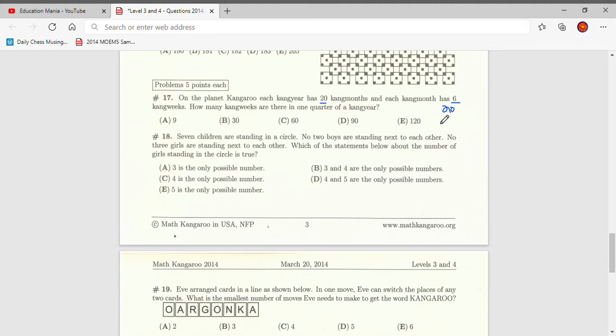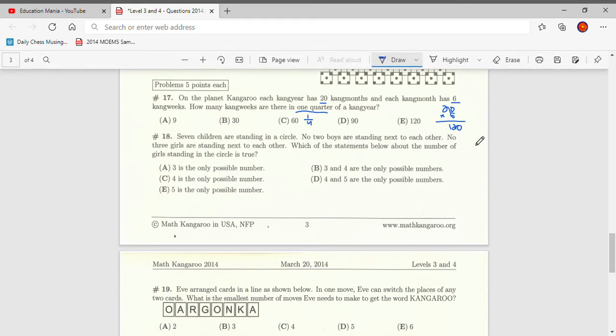20 times 6 equals 120. So 120 is how many Kang weeks are in a Kang year, but it asks us how many Kang weeks are in 1/4 of a Kang year. When you multiply 120 by 1/4, it's the same thing as doing 120 divided by 4. And when you do this, you get 30. So the answer for number 17 is B.